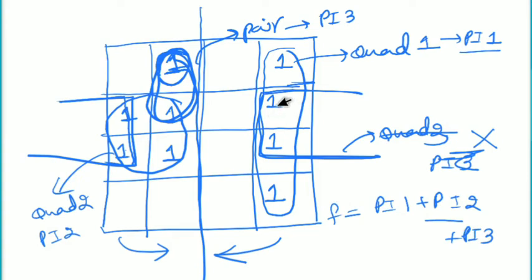So here you need to remember one point: whatever prime implicants are possible in the given K map, not all of those are essential to write down in the final minimized expression. So let us consider one more example.